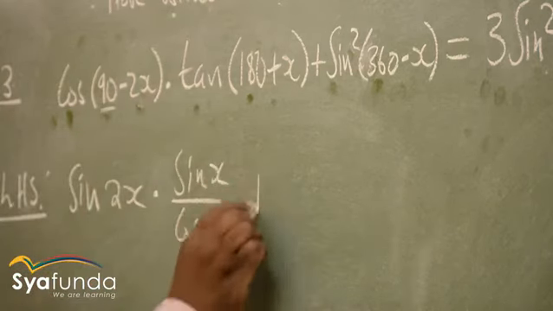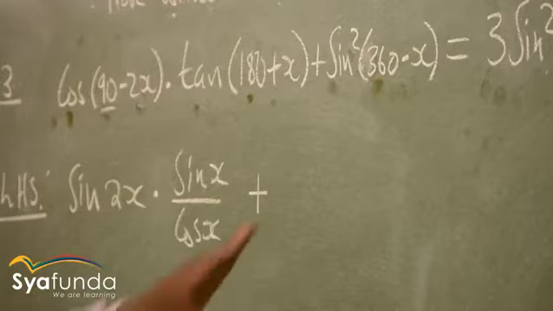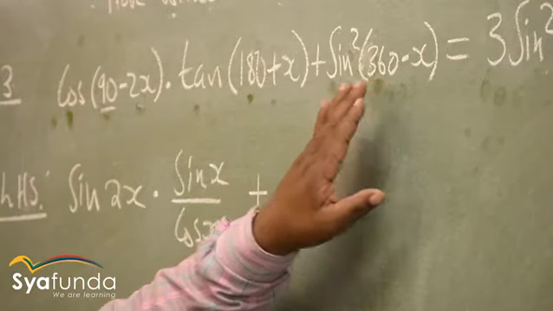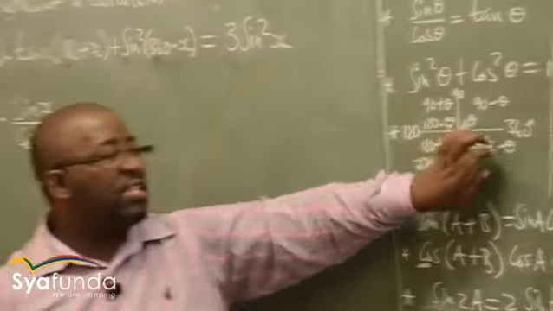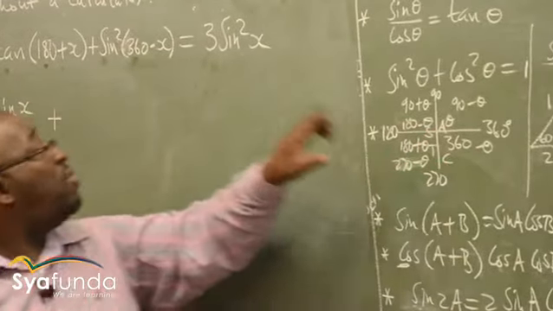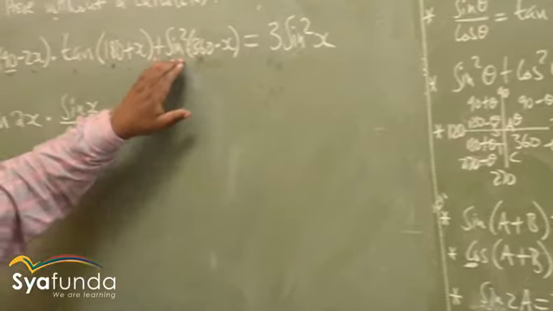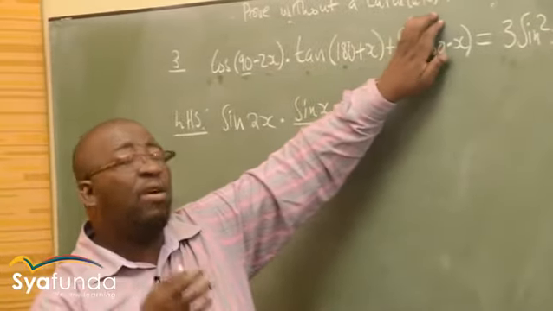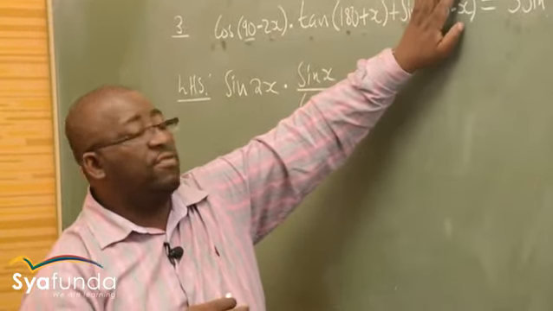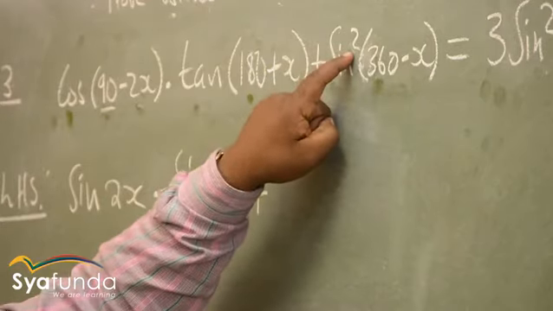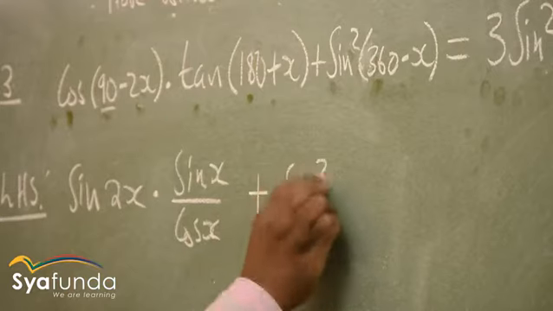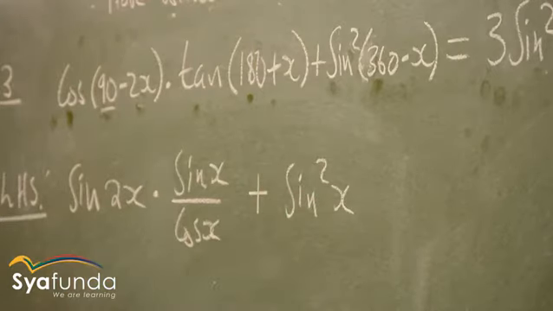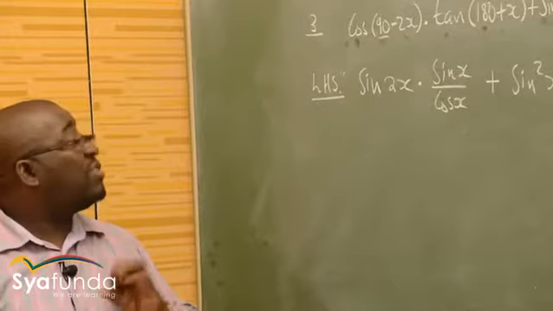Let's look at the other one: 360 minus. Which quadrant is this? 360 minus, you go back, it is the fourth quadrant. What ratio are we using here? We are using sine. How is sine in the fourth quadrant? Sine in the fourth quadrant is negative. But when you square something that is negative, you get something positive. So this will be positive sine squared x, because we are squaring it. It is equal to 3 sine squared x.